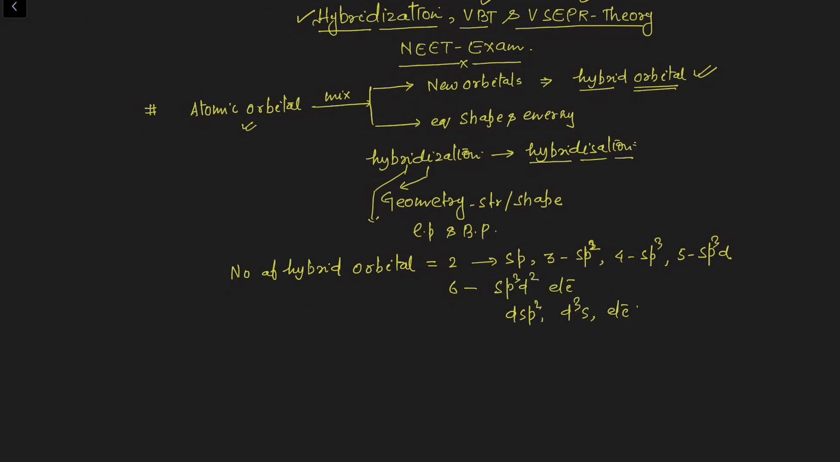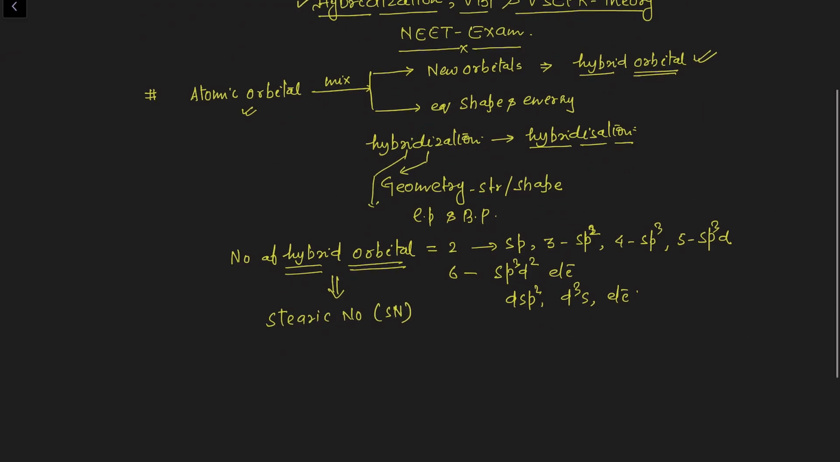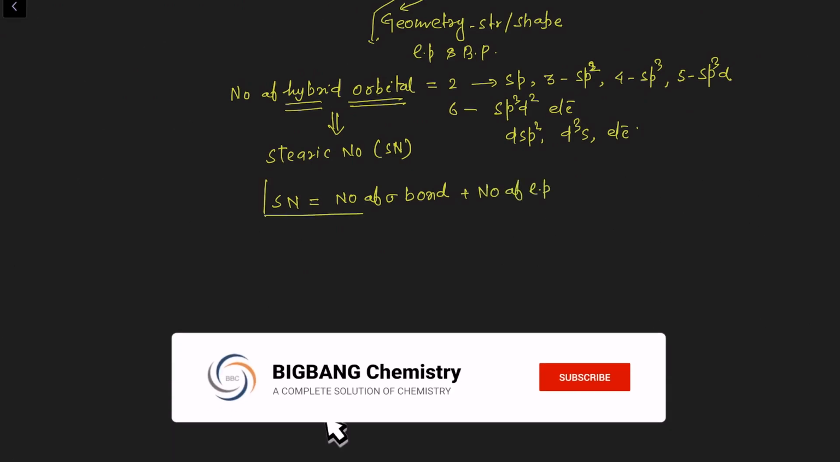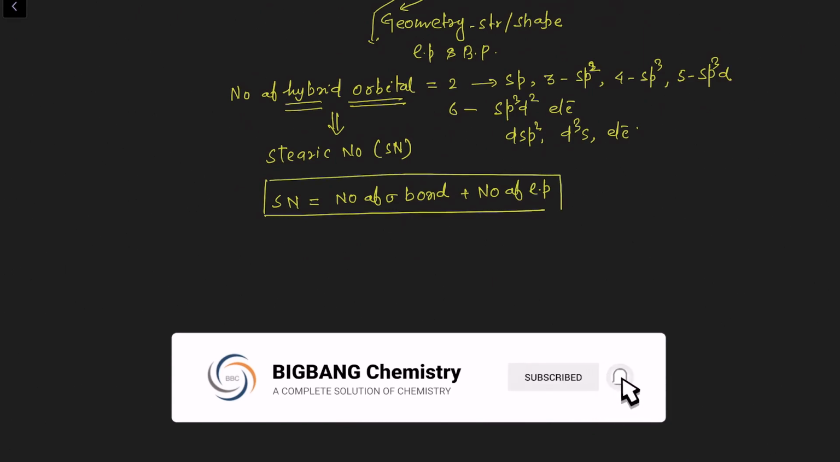But now the question is how to get the idea about the hybrid orbitals. If you get the idea about the hybrid orbitals, that means you are going to determine the hybridization of that molecule. In some books, the number of hybrid orbitals is represented by the steric number, in short Sn. So what is the steric number? The steric number of any molecule or ion is, in general, the number of sigma bonds plus the number of lone pairs of electrons associated with the central atom of the molecule. This is the general formula for the steric number.